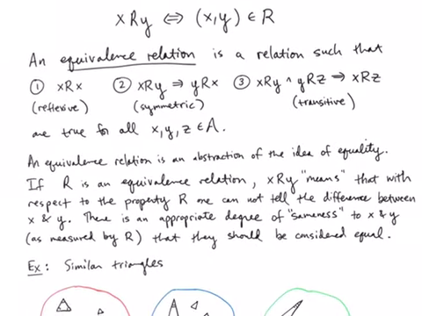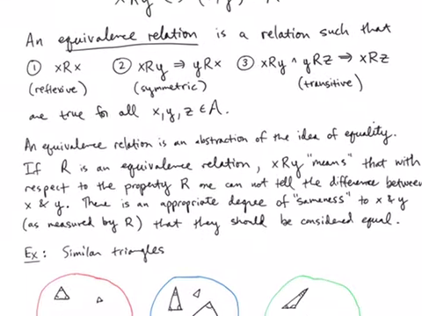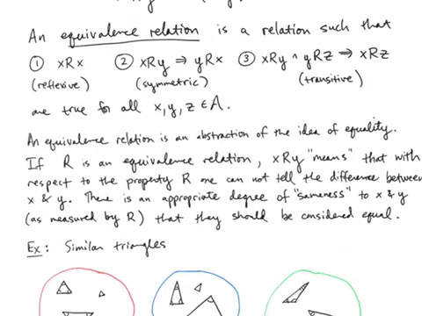So the way you could think about or conceptualize an equivalence relation is that it's an abstraction of the idea of equality. We take the most important parts of our notion of equality and use them as the basis of the definition for equivalence relation.